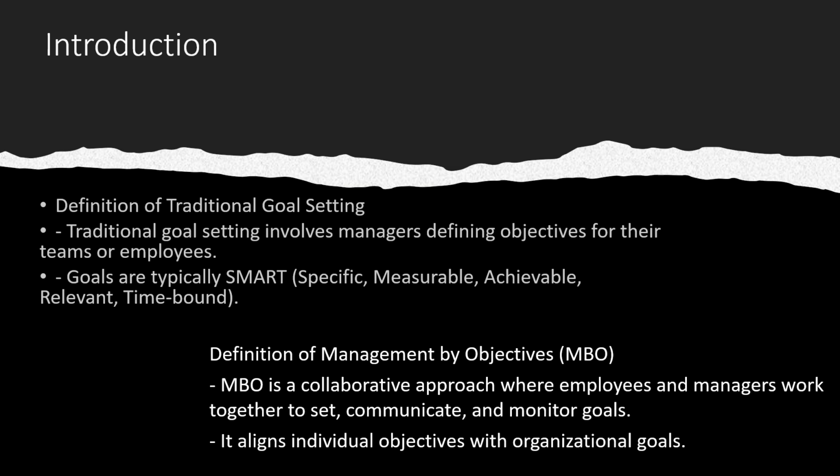Okay, first we have to define each term. Traditional goal setting involves managers defining objectives for their teams or employees. The goals are typically set using the acronym SMART, which stands for specific, measurable, achievable, relevant, and time-bound. While for MBO, the definition is a collaborative approach where employees and managers work together to set, communicate, and monitor their goals to achieve the company objective. It aligns individual objectives with organizational goals. Okay, let's discuss further.